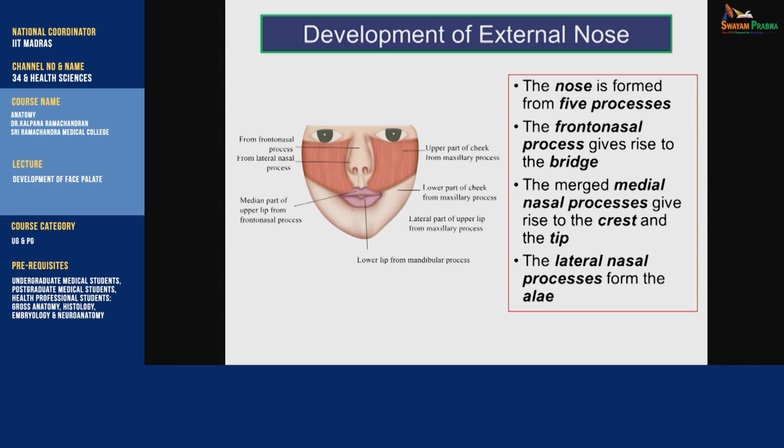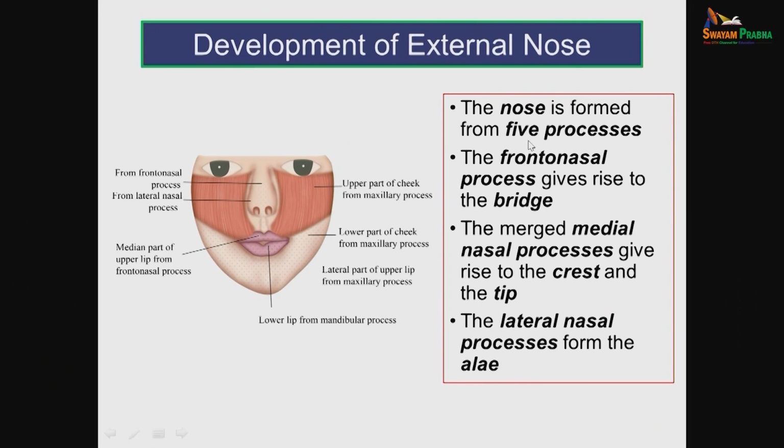Coming to the development of the external nose, the nose is formed by 5 processes. The frontonasal process gives rise to the bridge of the nose. The merged medial nasal process gives rise to the crest and tip of the nose. The lateral nasal process is going to give rise to the ala of the nose.